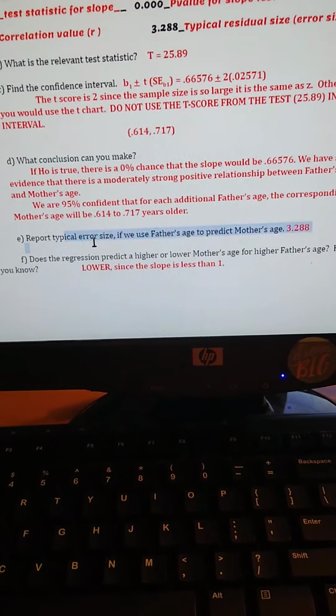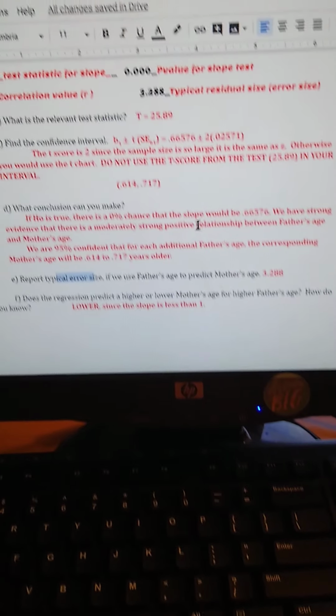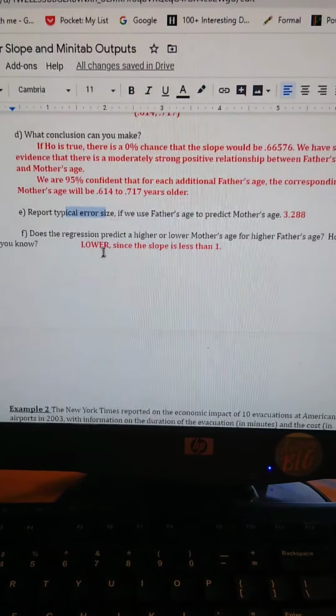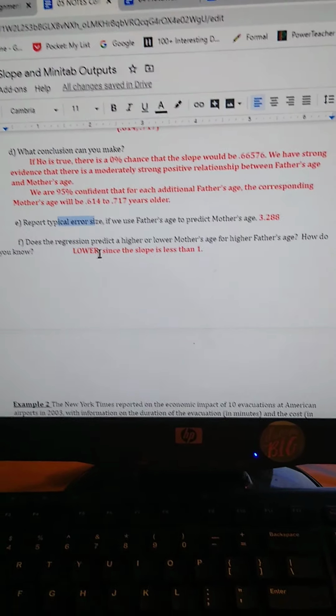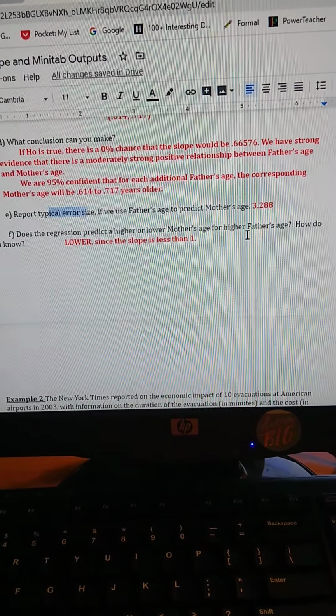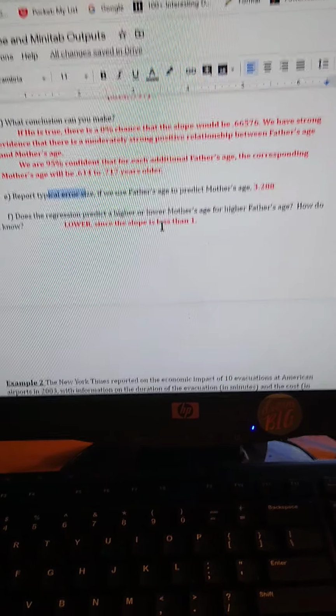Okay, next one, typical error size. Another way of saying typical residual size, that's the 3.288, and that's S. Does the regression predict higher or lower mother's age for a higher father's age? And we know that it's going to be a lower mother age because the slope is less than 1.